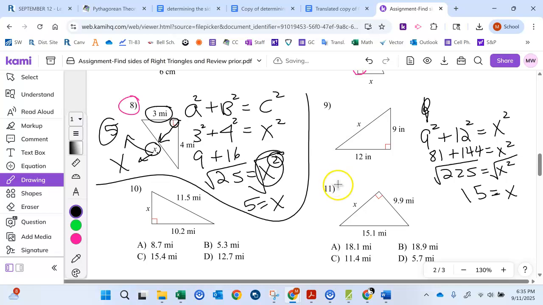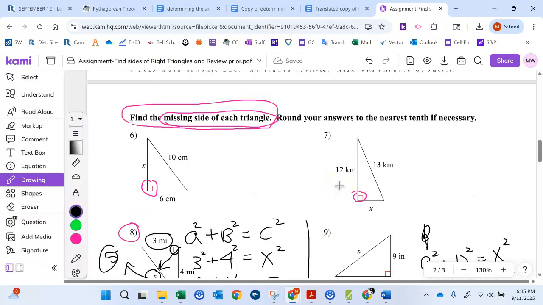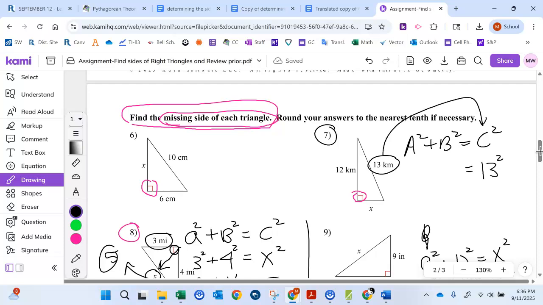Okay, so the next thing is, what happens if we get a question like number 7? 7's a little bit different because a squared plus b squared equals c squared, and here we have the c. Before we didn't have the c, so this time we have to put 13 there. So it's going to be 13 squared equals 12 squared plus b squared. So now we're solving, x is either a or b.